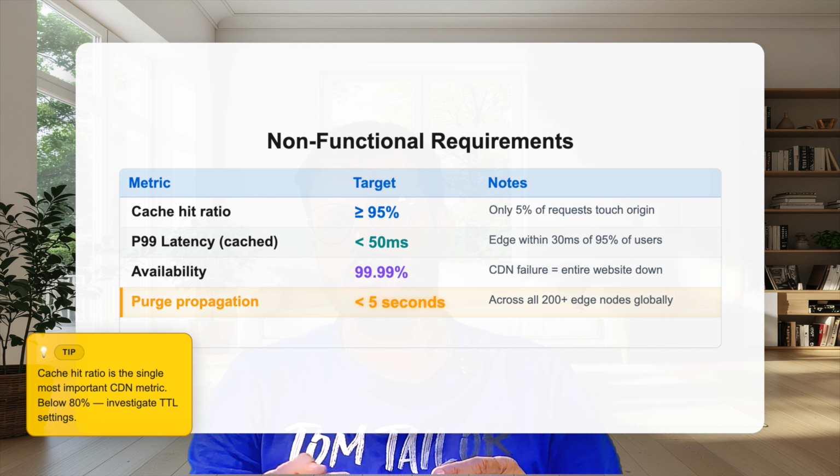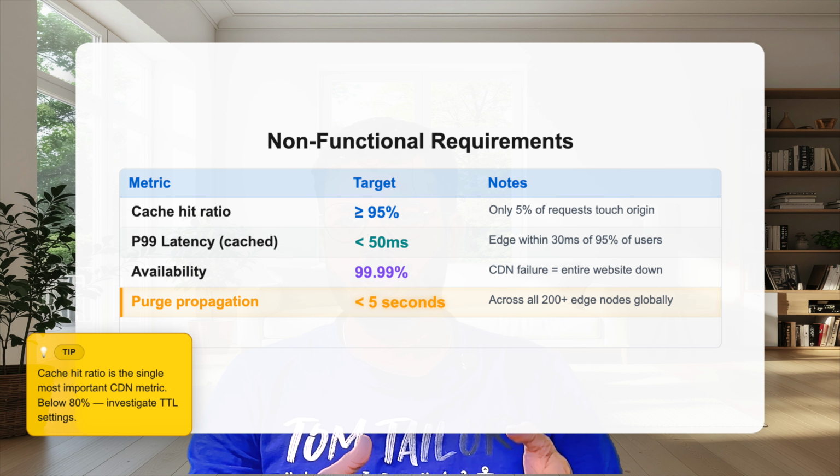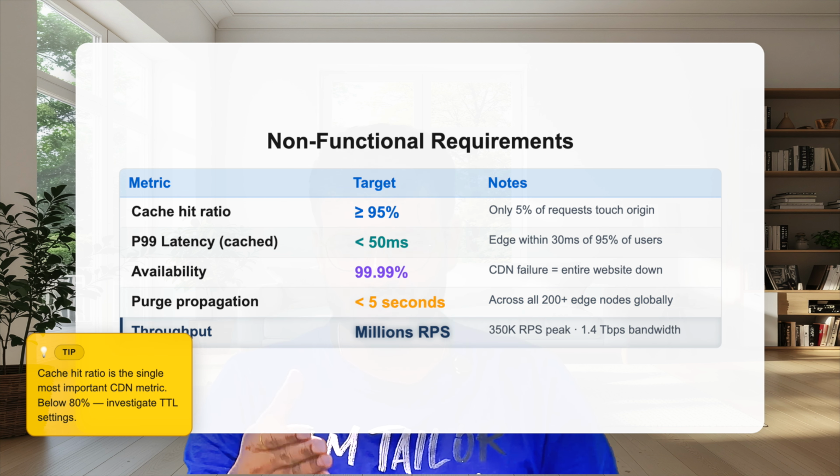Cache hit ratio is the single most important CDN metric. Below 80%, your origin is absorbing too much load. Below 60%, you may as well not have a CDN itself.